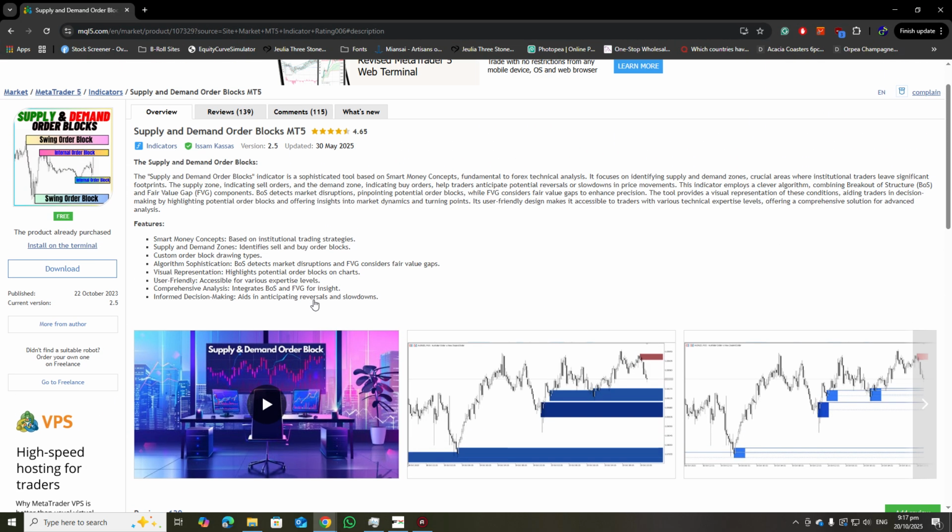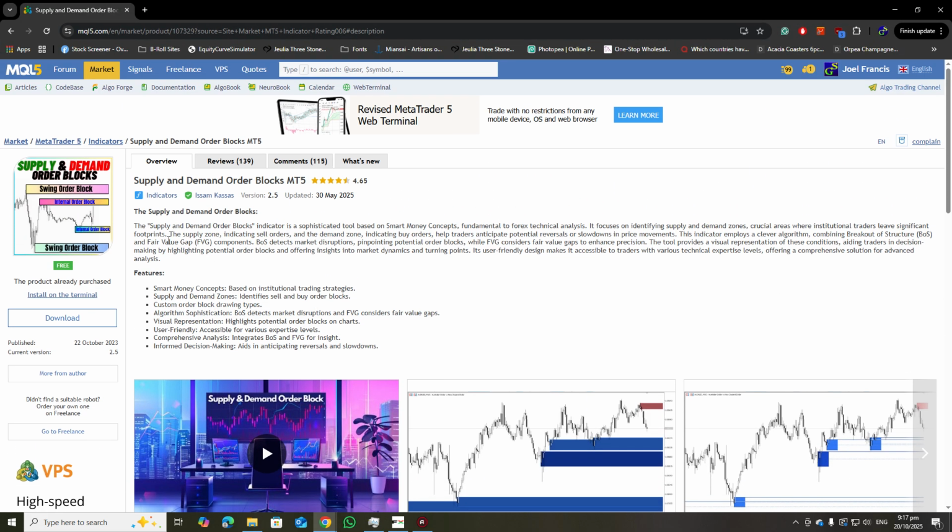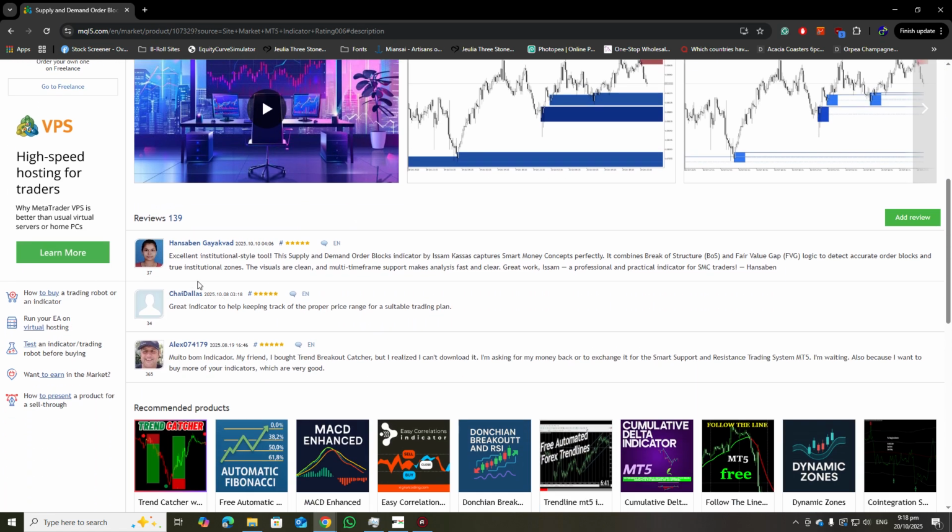And there you have it. Supply and demand order blocks from Isam Casas, if I said that name correctly, I really do not know. But it's based on smart money concepts at least. Supply and demand zones, custom order block drawing types, algorithm sophistication for BOS detection. It's really nice. Excellent institutional style tool. Great indicator to help keep track of proper price range.